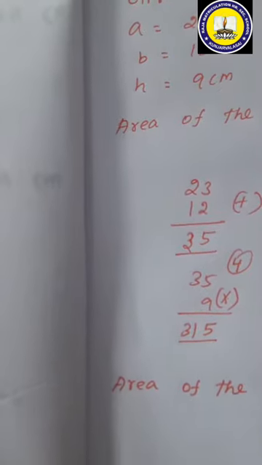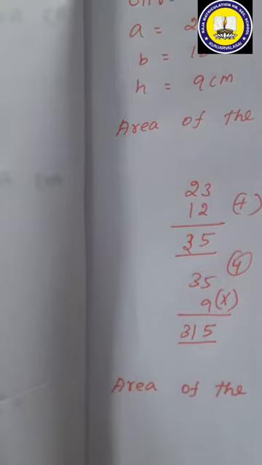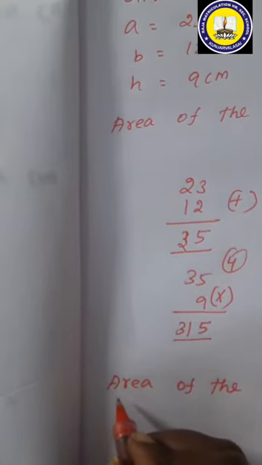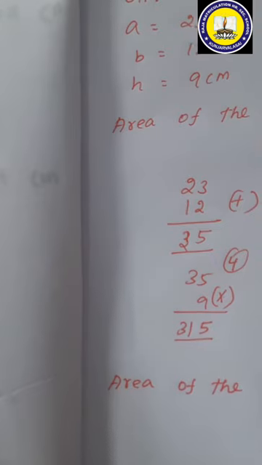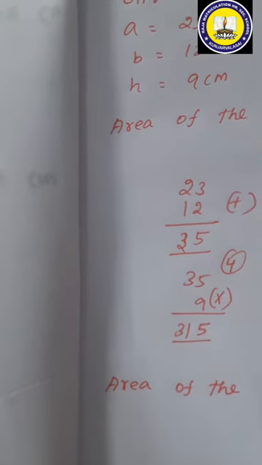Here centimeter, here also centimeter. So we write centimeter squared. Finally we write the final answer. Area of the trapezium is equal to 157.5 centimeter squared.